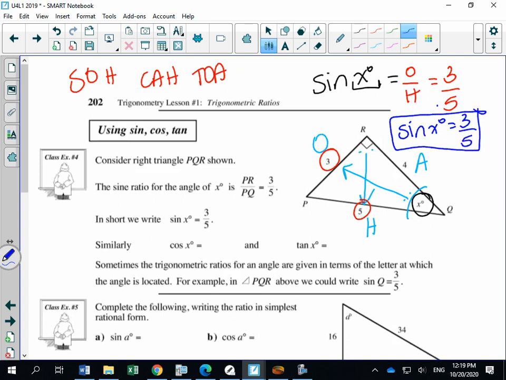On a test, you wouldn't write that O over H. You would put that in your work, but you wouldn't put that in your formal answer. So that's what the sine of angle x is. Now they want us to do the cosine of angle x and the tan of angle x. So cosine of angle x is A over H. Sebastian, what would I write for the cosine of angle x? Yes, 4 over 5. And that would be your formal answer. Then we'd go to the tan of angle x. Tan is TOA. So Cohen, what do you want me to write for the tan of angle x for this?